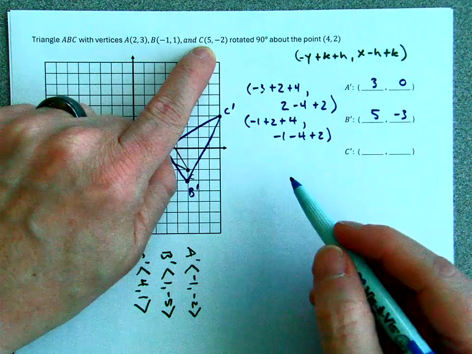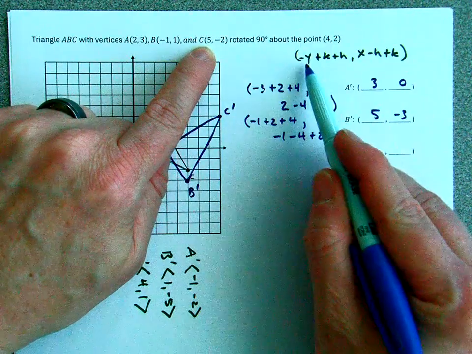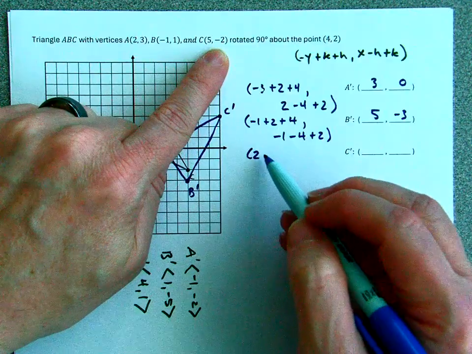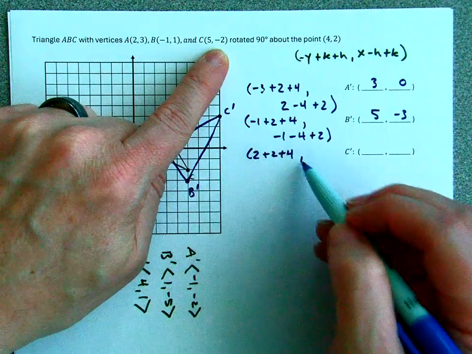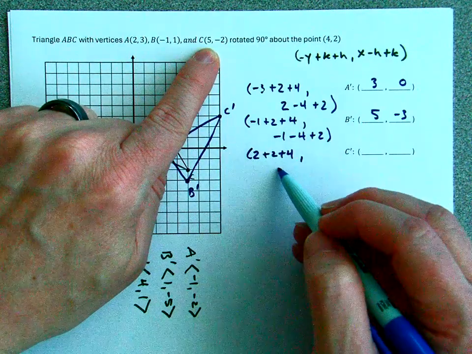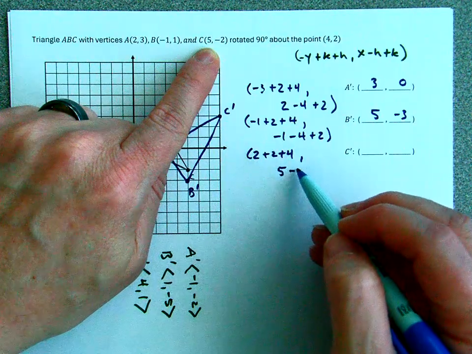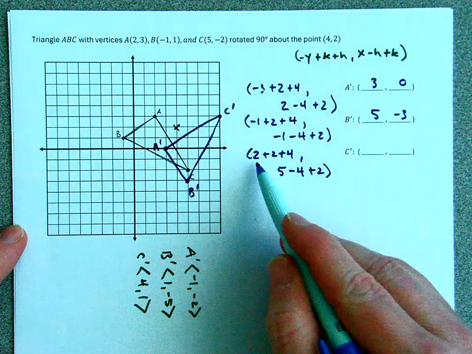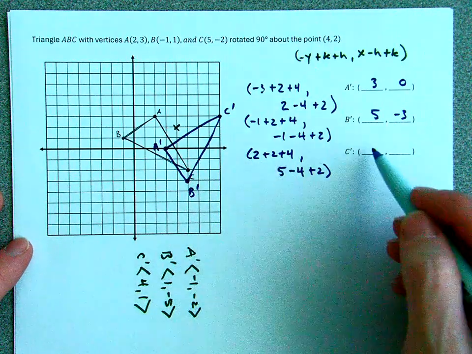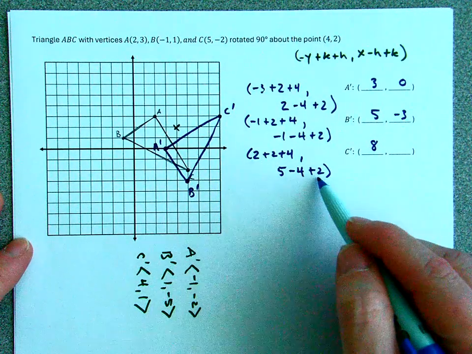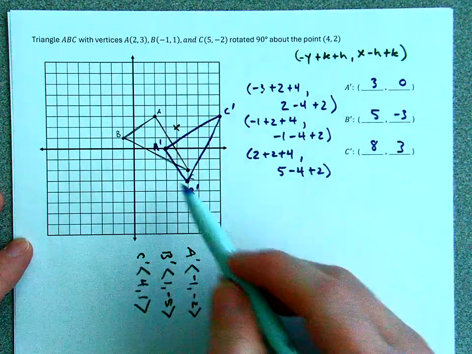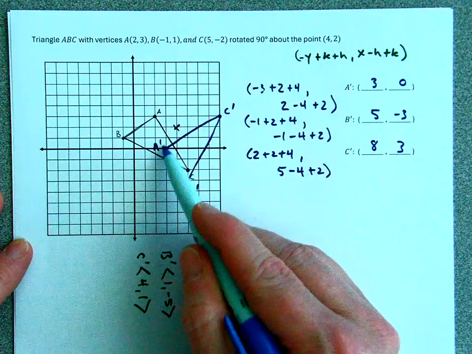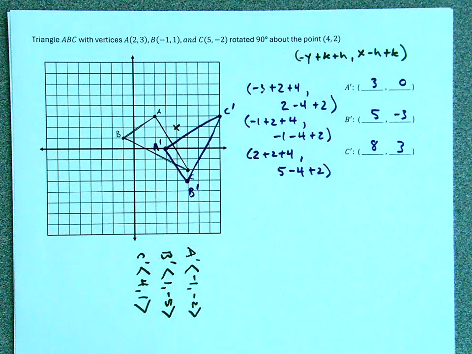And then finally C, I want the x value, the y value to be the opposite. So I'm going to change him to be a positive, plus k, plus h again. Then we're going to keep x as it is, minus h plus k again. So what do we got? 2 and 2 is 4, plus 4 is 8. 1 and 2 is 3. And then if I plot these, 8, 3, 5, negative 3, 3, 0, looking good.